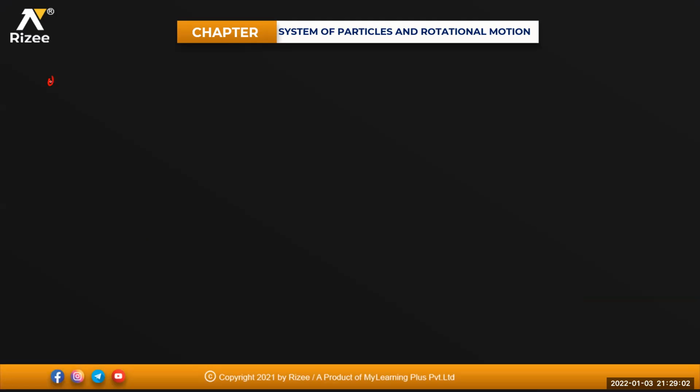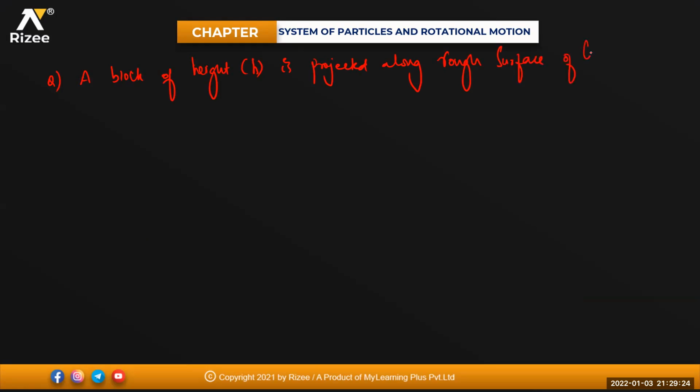One more problem. Let's say, for example, a block of height h is projected along a rough surface of coefficient of friction mu.